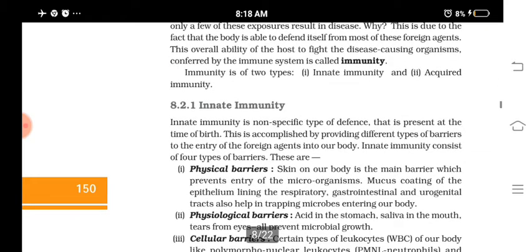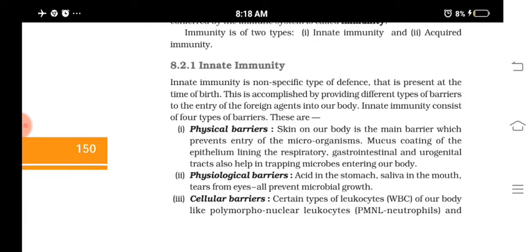So innate immunity means what? Innate immunity means it's a non-specific type of defense. Non-specific means it is not specific to a particular microorganism, it is in general. That is present from the birth of a person is called what? Innate immunity. So innate immunity is a non-specific type of defense that is present from the time of birth. This is achieved by the presence of different barriers to the entry of the foreign agents into the body.